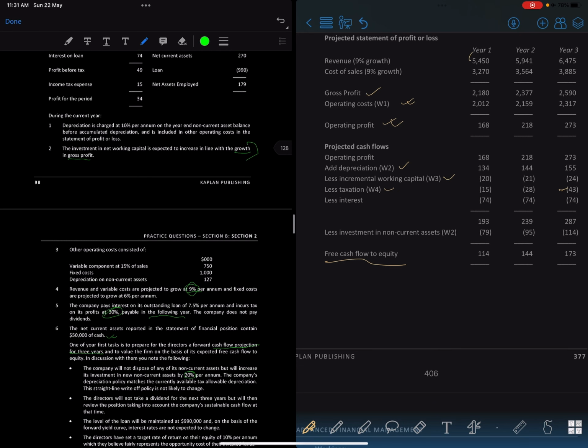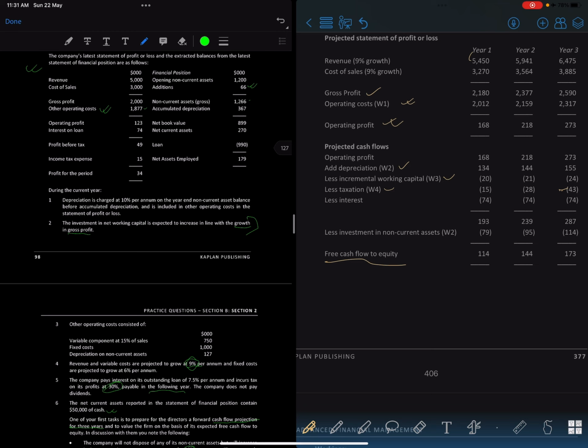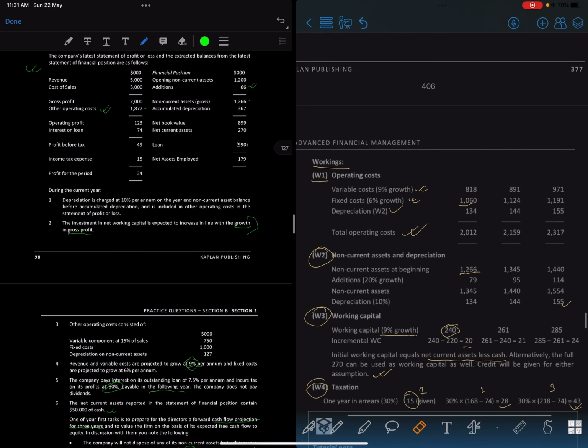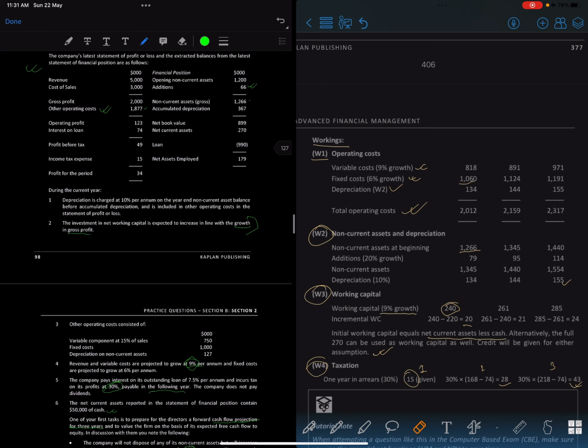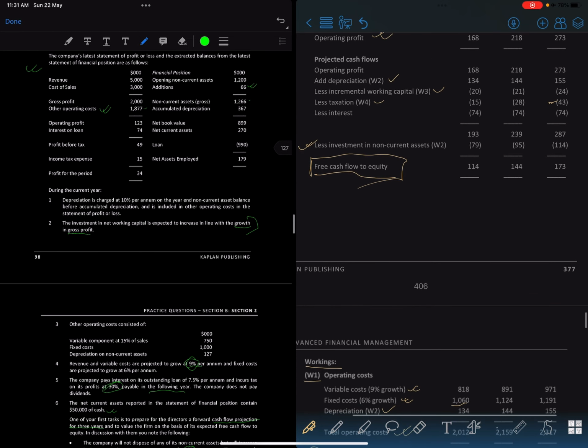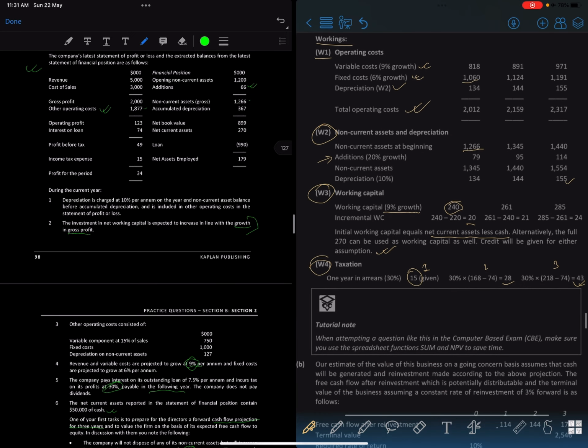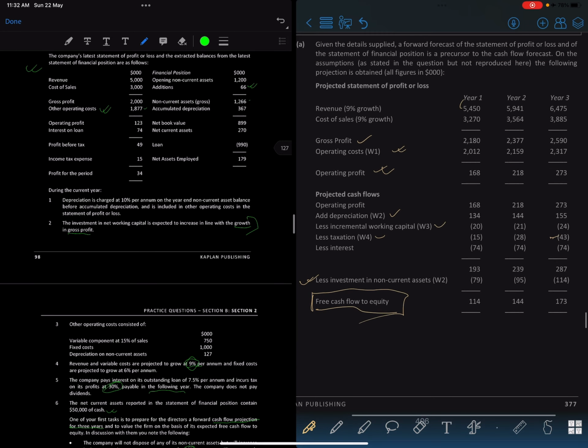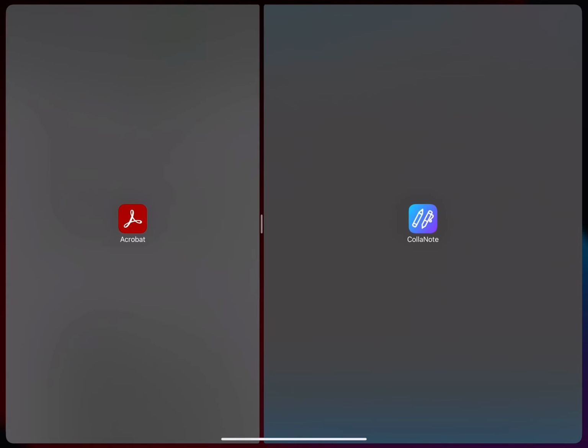Because what don't you want? You don't want the debt value of it, right? You want the value of the company just for the equity holders only, not for the debt holders, right? We also need to calculate the less investments in non-current assets, right? Don't forget, because we calculated that in working note 2. Investments were these additions, right? 79, 95, 114. So free cash flow to equity is 114, 144, 173. So that is done.